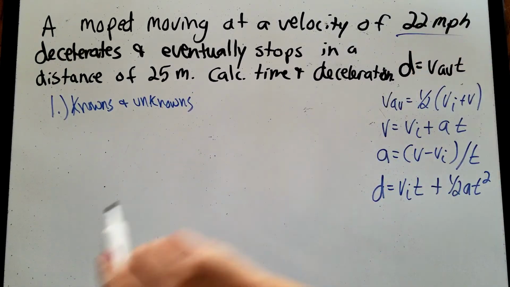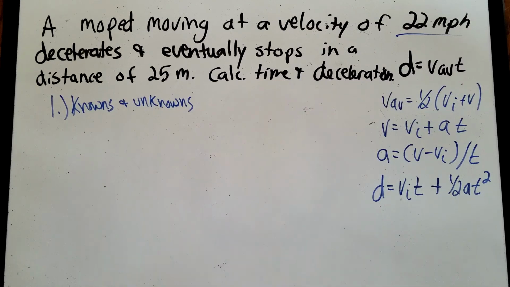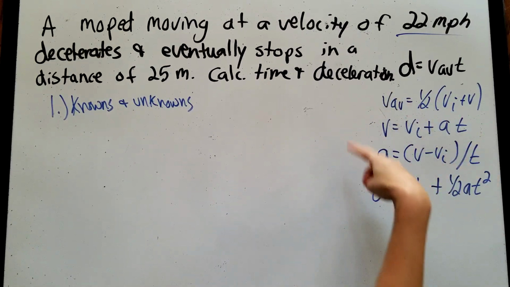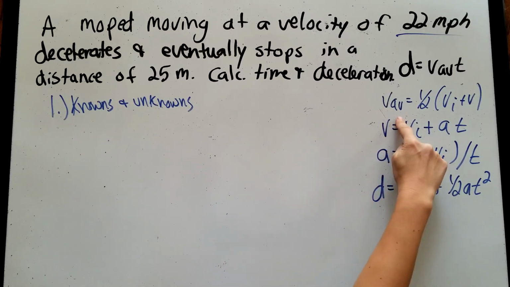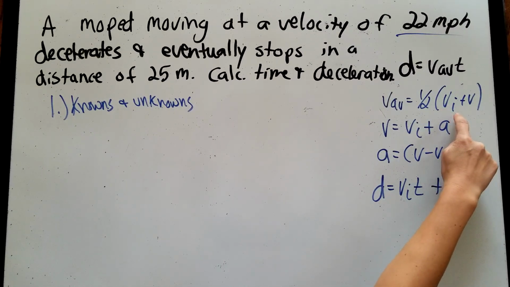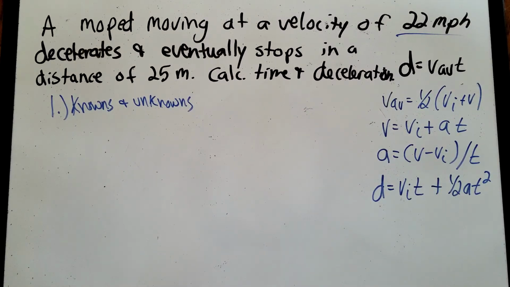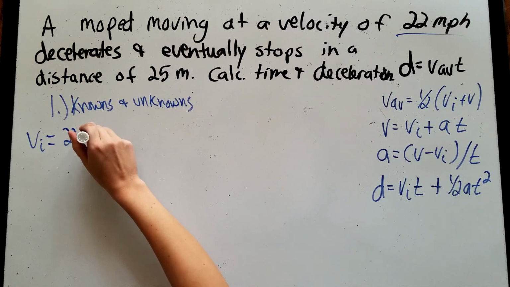So way over in the corner, it tells us the initial velocity is 22 miles per hour. So notice now we have 3 different types of v variables in the equations. We have v sub av, which is average velocity. We have v sub i, which is initial velocity. And then we just have plain old v. Now the plain old v stands for final velocity. So this 22 miles per hour is going to be our initial velocity, because that is the velocity at which the moped was initially moving.